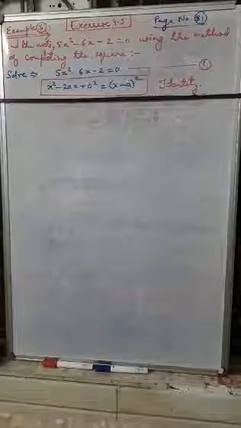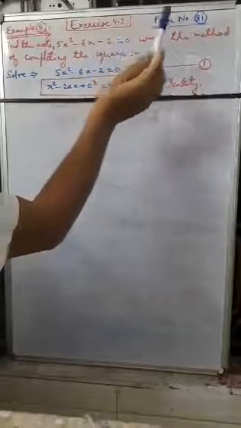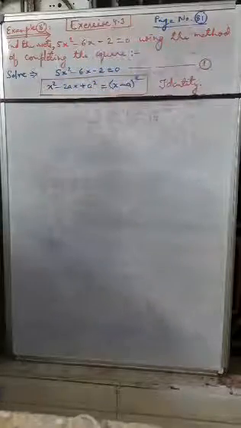Students, now we will solve one more problem, example number 8, page number 81 of your textbook. Find the roots of 5x square minus 6x minus 2 is equal to 0 using the method of completing the square. So we have to find out the roots of the given equation by using the method of completing the square.